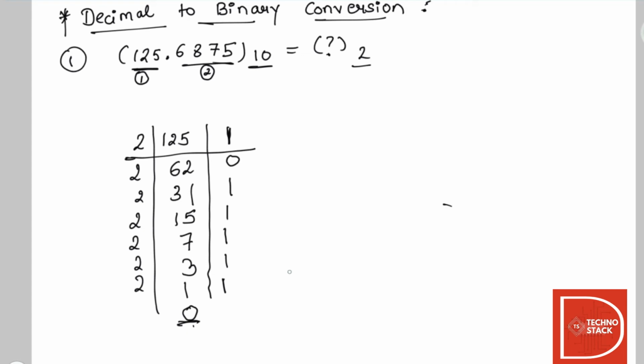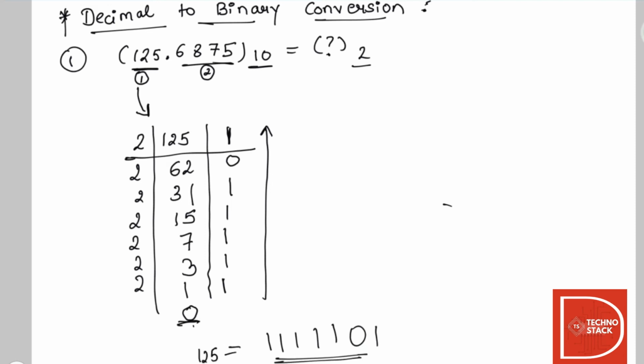Now, how we write the binary sequence: for the number before the decimal point, we read the remainders from the bottom up. First we'll write 1 1 1 1 1 0 1. So this is the binary equivalent of decimal 125. Now let's see the binary equivalent of 0.6875.